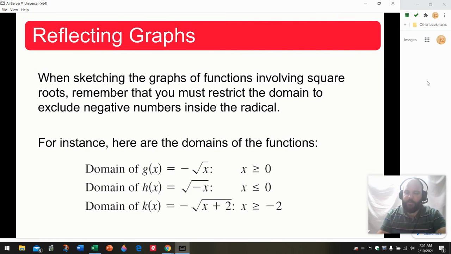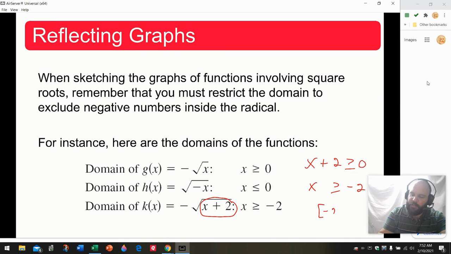It says, when sketching graphs of functions involving square roots, remember that you must restrict the domain to exclude negative numbers inside the radical. Now, we did talk about that in the last unit. Remember that whatever's underneath the root, no matter what, you should set that greater than or equal to 0, and then solve it so you know what the domain is. So since this says x has to be greater than or equal to negative 2, we would say negative 2 to infinity, like that, using our interval notation.